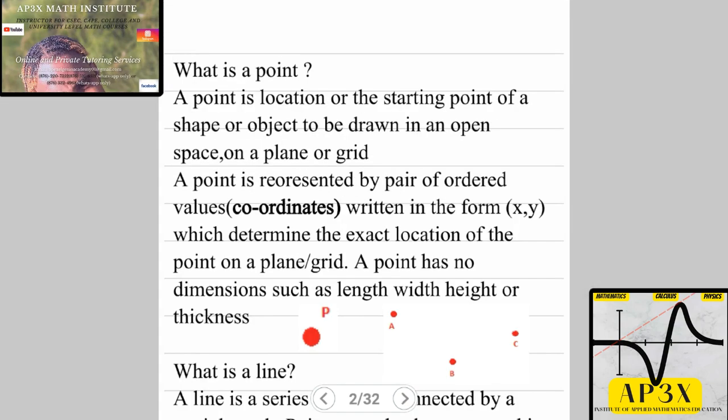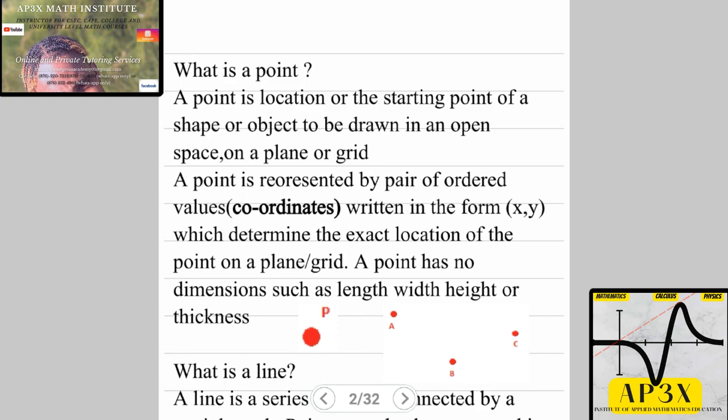Now we're going to start off by understanding a very fundamental concept: what is a point? What exactly are we math teachers talking about when it comes to a point? A point basically is a location or a starting point of a shape or an object that is drawn in open space, or drawn on a plane or on a grid. That's basically what a point is.